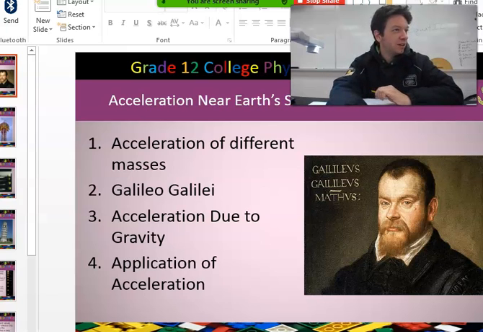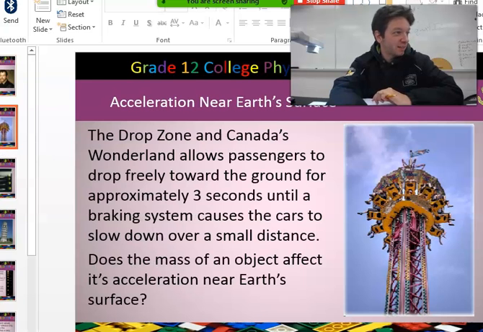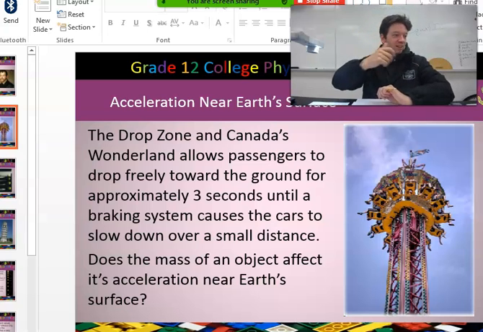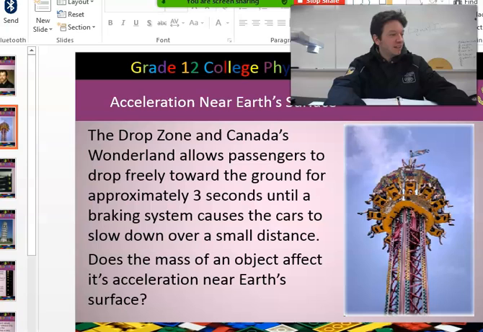Okay, so yesterday we talked about acceleration, and today we're going to talk about acceleration near Earth's surface. And what I mean by that is acceleration due to gravity. There are lots of different rides and things like that which take acceleration due to gravity. Like you can consider a roller coaster as also being a gravity ride. You lift it up, and then you let it go.